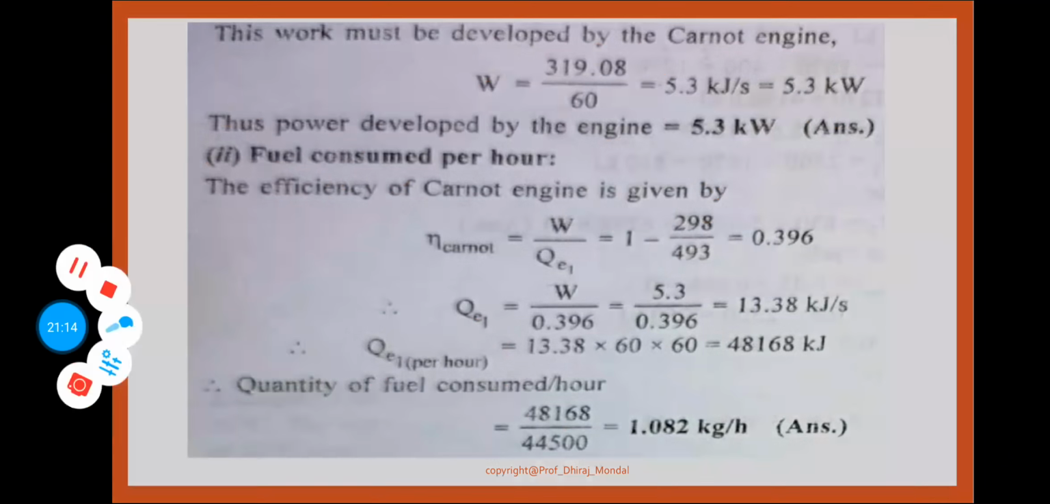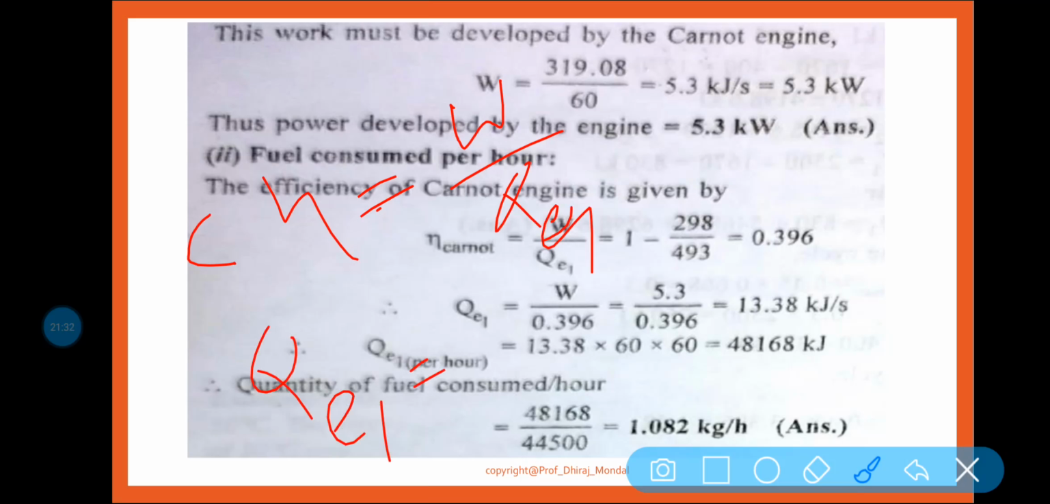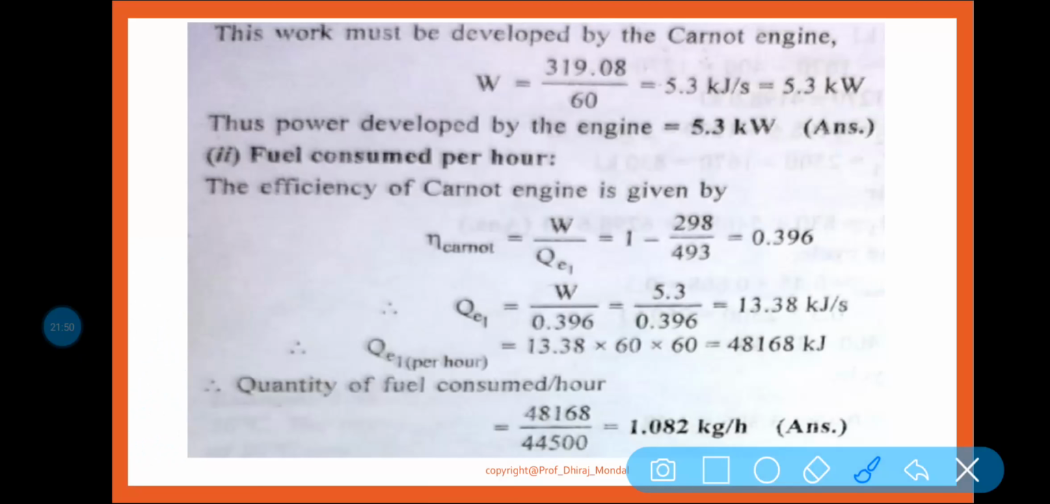Now once you have got Carnot efficiency, we know that output is the W, input is equal to Q_E1. Now you have to calculate the Q_E1. Q_E1 is equal to W by what? Efficiency. So W is what? 5.3, efficiency 0.39. So if you are dividing it by 0.39, then you will be getting 13.38 kilojoule per second. Now this is your kilojoule per second.